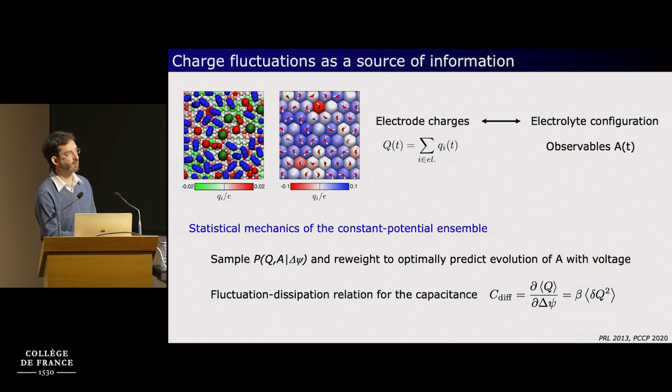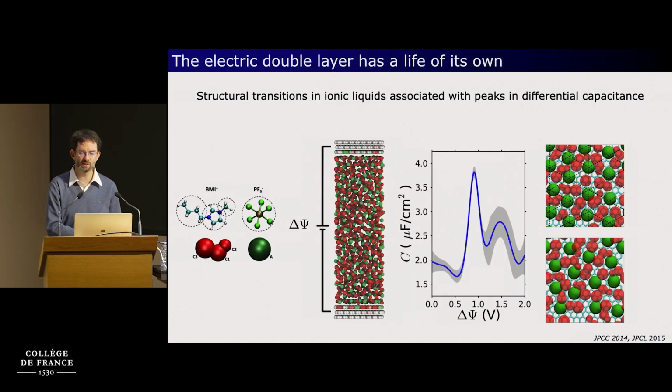So you look at the equilibrium charge fluctuations, take the distribution and its variance, and multiply by beta, which is the inverse of the thermal energy. And this gives you a measure of the differential capacitance. And we've used that to investigate structural transitions in ionic liquids.